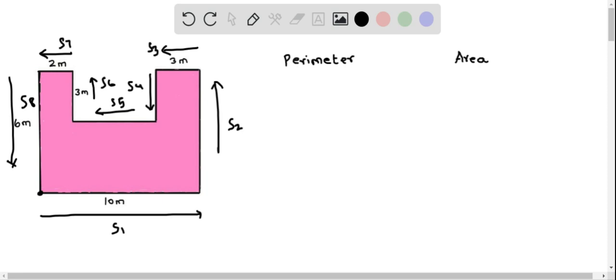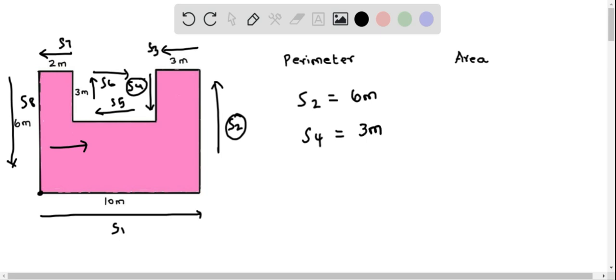Out of this, we are given the side lengths of a few sides, but this S2 as well as this S4 side length is not given. However, this is exactly opposite to the 6 meter side length. So therefore, we can say that side length S2 is also 6 meter. And similarly, this S4 is exactly opposite to the side length S6. So you can say that side length S4 is 3 meter.